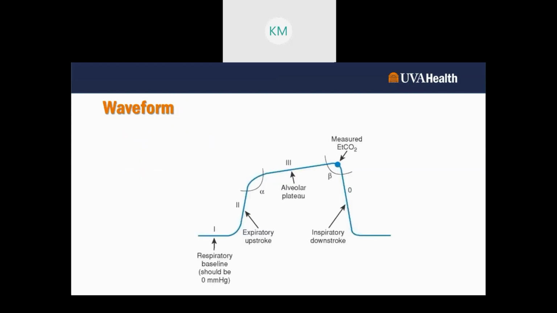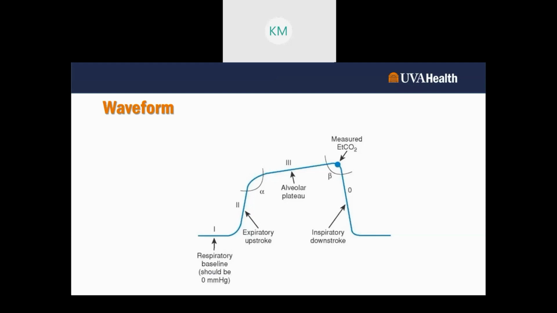So this is our normal waveform. We're going to talk about abnormal waveforms, so we need to start with what normal looks like. Again, we're seeing phase one, our respiratory baseline. That is during inspiration, and my end-tidal CO2 should be reading 0. At phase 2, we have that expiratory upstroke. That's where our expiration begins.